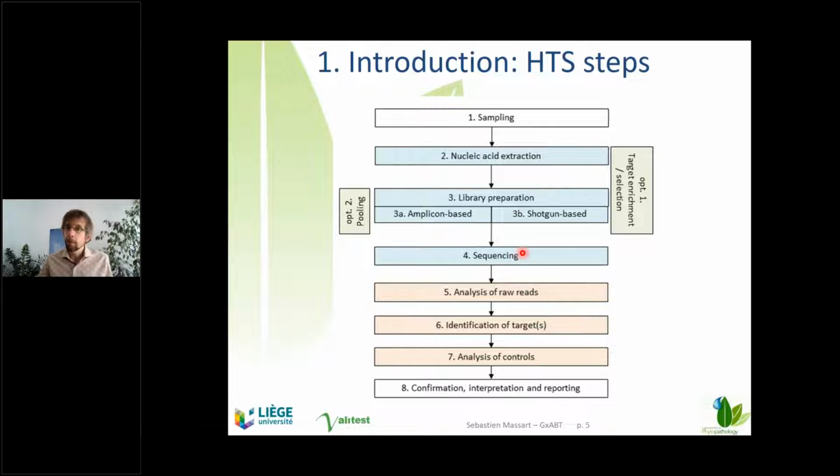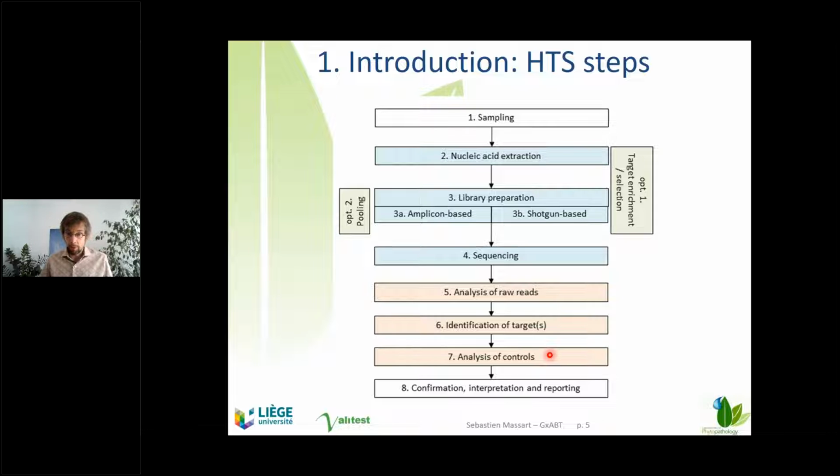Once you generate the millions of sequences, there is a big part which is needed. This is the bioinformatics, and for bioinformatics there are 3 main steps. Whatever the protocol that you are using, there is first an analysis of the raw reads. We will analyze what has been generated by the sequencer, check the quality, and eliminate sequences that are not interesting or that can create bias once you make the analysis. After that, there is the identification of the targets, and we deliberately say targets because it's not only pests that can be detected by high throughput sequencing, and we will also make analysis of controls.